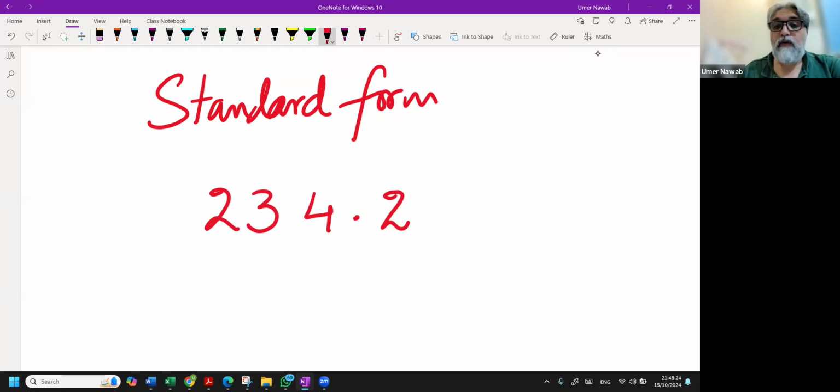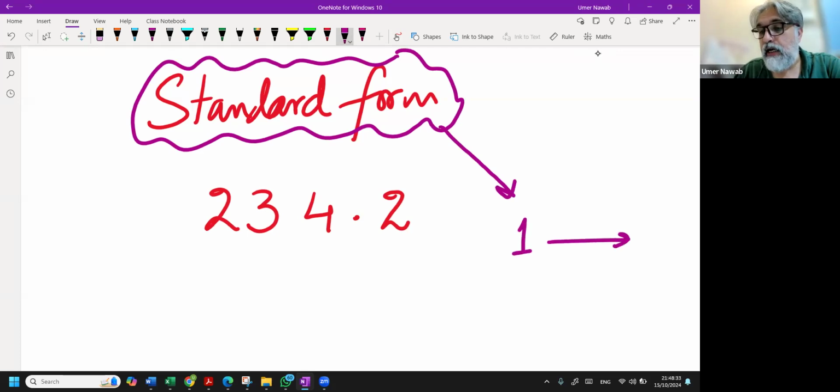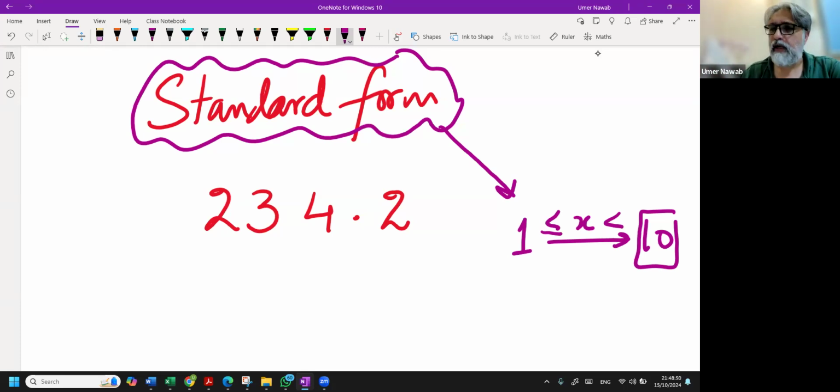Now, standard form of a number is a number. That number has to be between 1 and 10. But 10 is not included. Okay, so I'm going to use inequality here. So you need to write a number between 1 and 10. 1 is possible, but 10 is not possible, less than 10. Okay, 9.99, something like that.